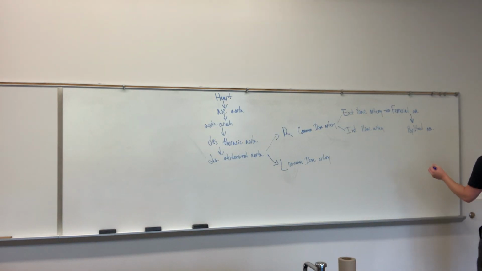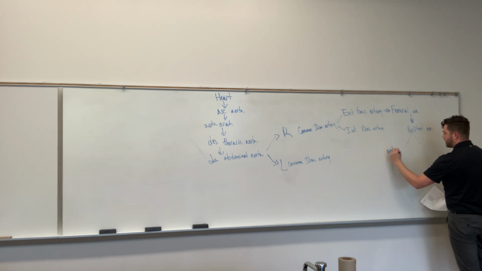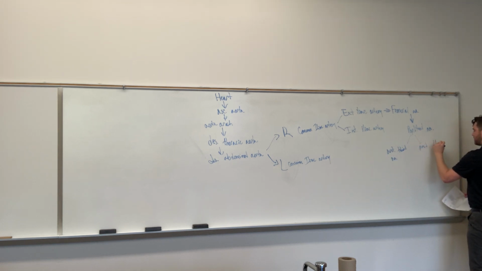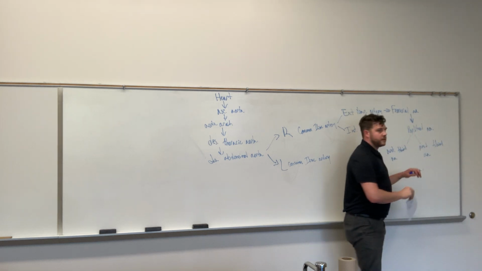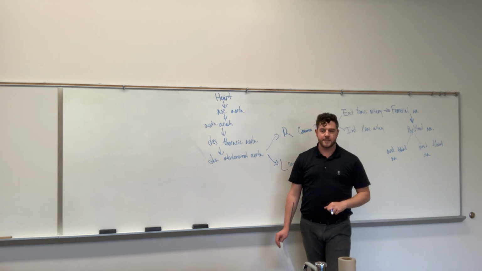So the popliteal will split into the anterior tibial artery and the posterior tibial artery. Popliteal, your popliteus is the back of your knee. That splits into an anterior and a posterior tibial artery.